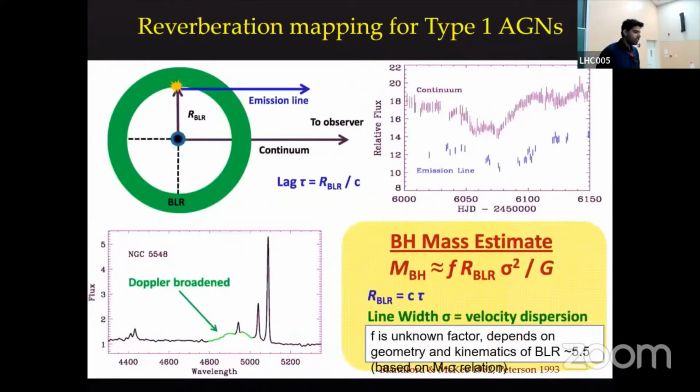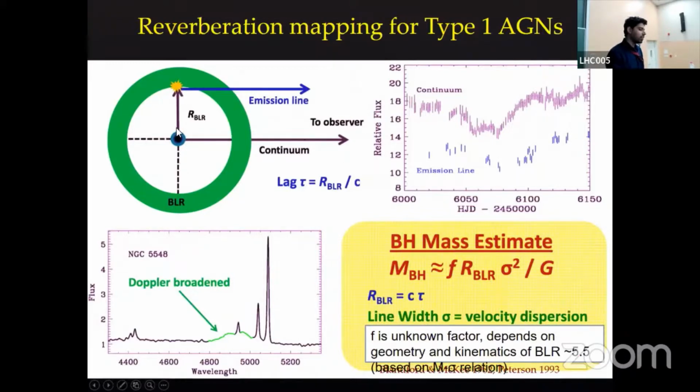So, what is this reverberation mapping that we are using for AGNs at redshift 0.1 to objects at redshift Z equal to 7? This is a simple method. For example, you have a black hole surrounded by an accretion disk. Any fluctuation that happens here will propagate in all directions, right? And a part of this fluctuation will arrive to a distant observer.